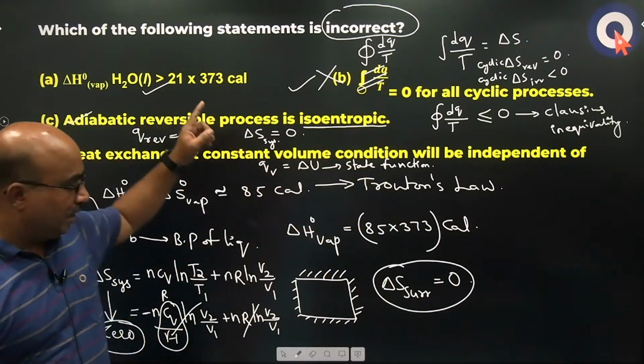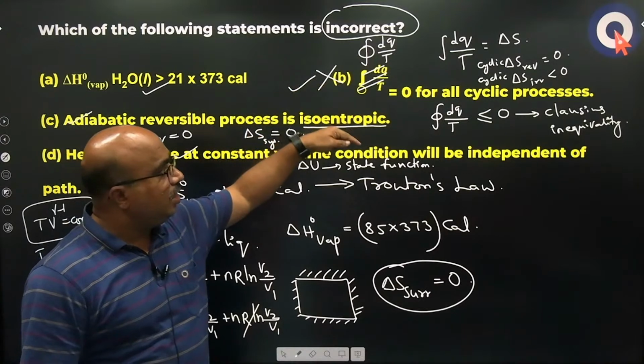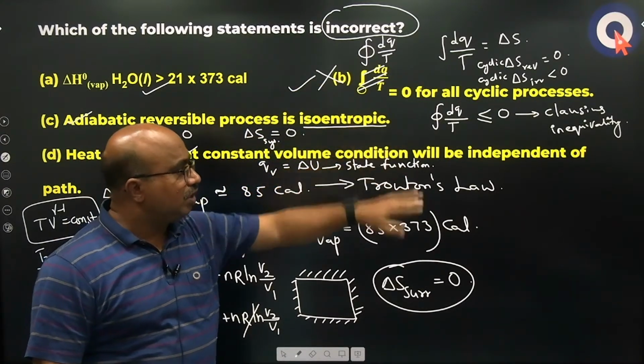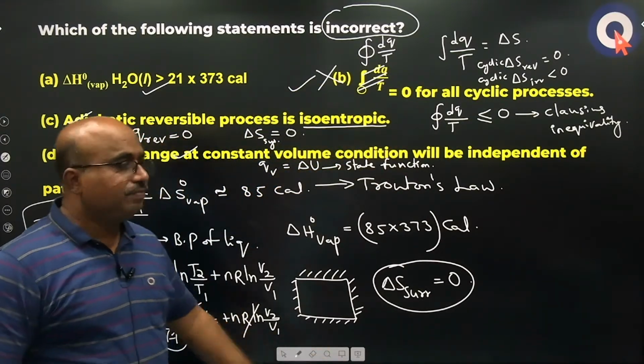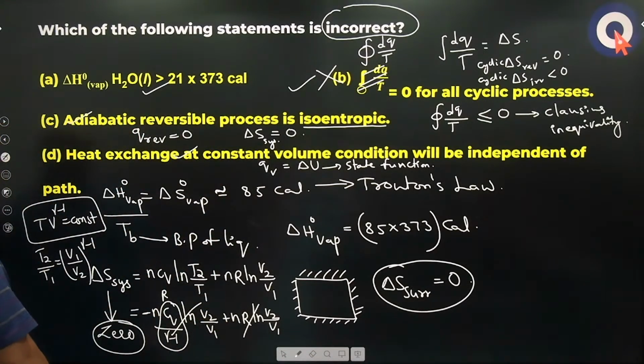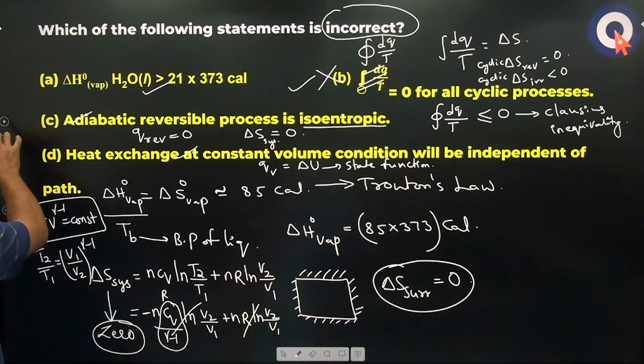So only the integral of dq by T being less than or equal to 0, according to the Clausius inequality, is the wrong statement for us. Next.